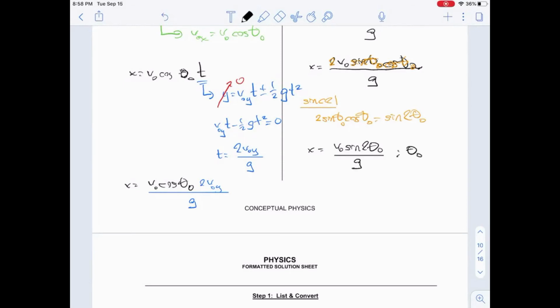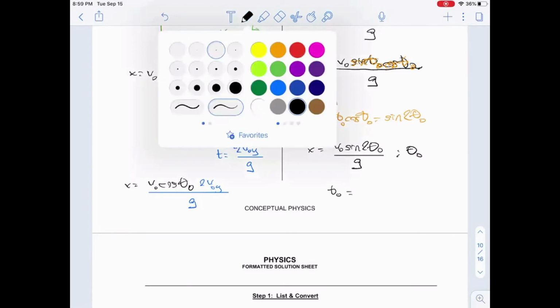Now, magically you isolate that. Okay, and when you do, I should probably show work.